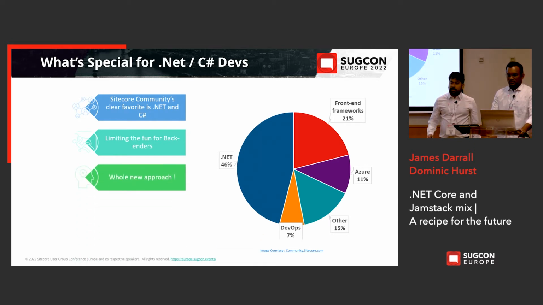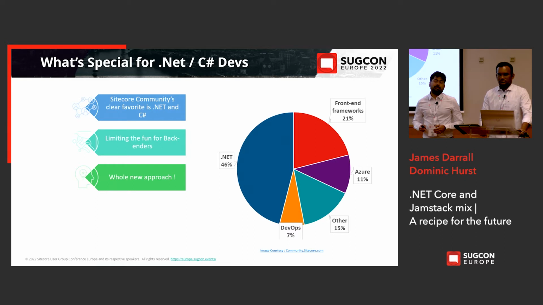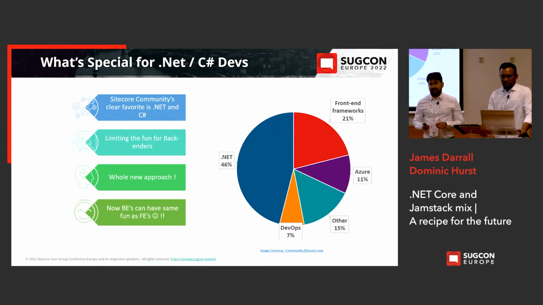So what we are going to try here is to change or introduce a new approach which is favorable for the backenders. Let's have the same amount of fun which front-enders are having right now. They are having all the new releases coming up. They are having all the React stuff, Next.js stuff. Why not? Why shouldn't backenders have the same fun which front-enders are having? That's the key for the session.